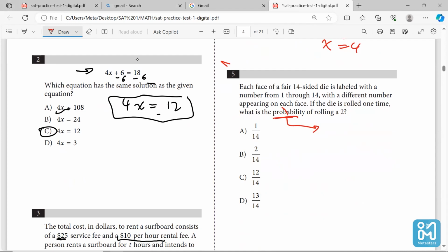The probability I have what here? Part over total. What's the meaning of this one? The part is the possible outcome that we are looking for.